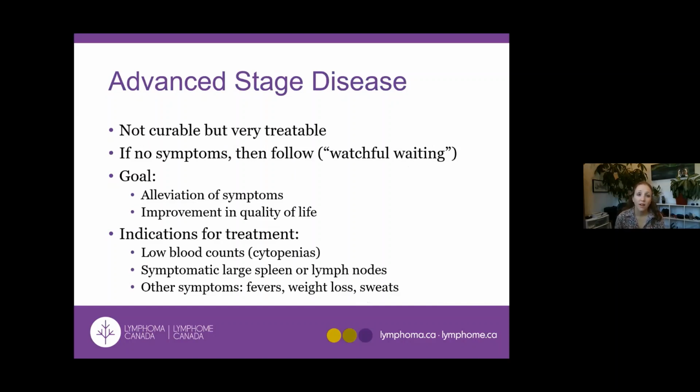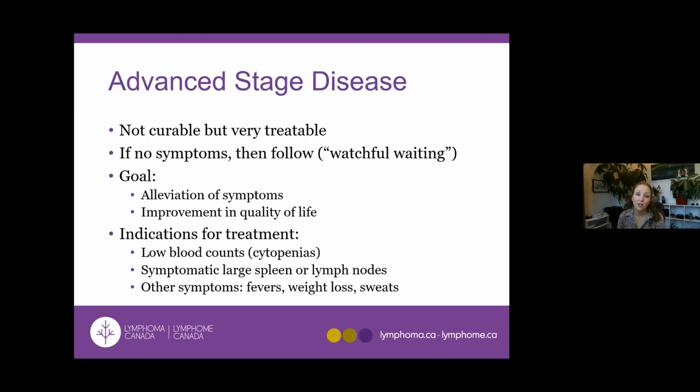So when we're talking about advanced stage disease, again, we think that this is not a curable type of cancer, but it is a very treatable type of cancer. As I mentioned, watchful waiting or active surveillance is a very accepted strategy if patients are asymptomatic, because again, we just give them the side effects of chemotherapy and we're not actually extending their life. So when we do decide to treat patients, the goal is alleviating symptoms and improving their quality of life.